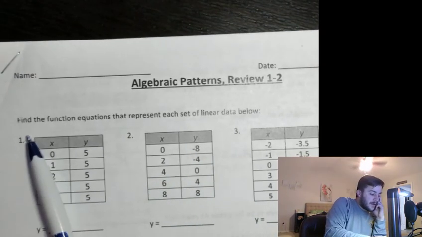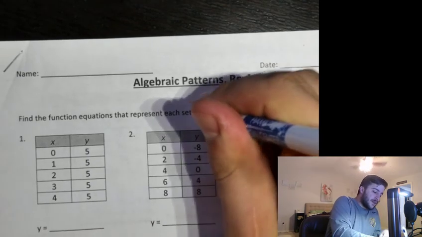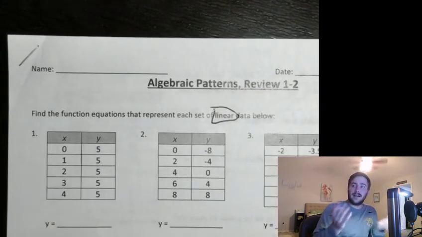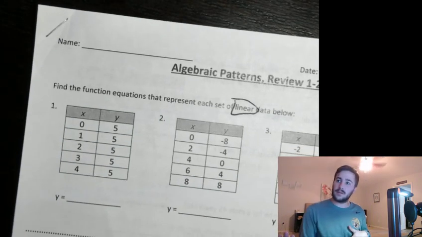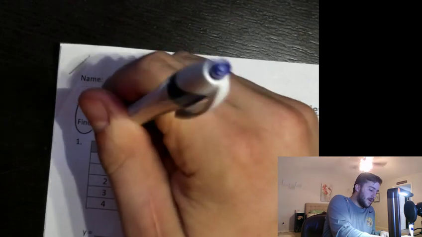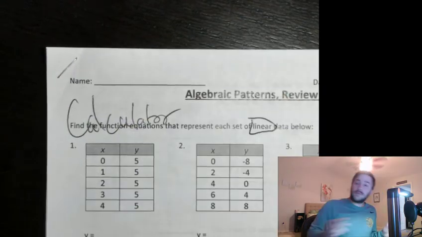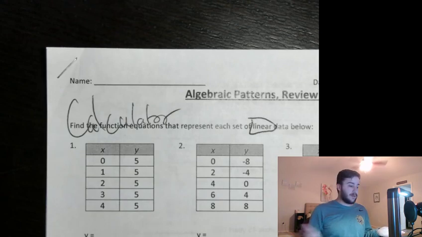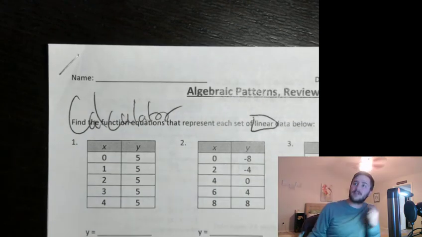Find the function equations that represent each set of linear data. Here's our key word: linear. It tells us they're all linear. We don't have to figure it out, we don't have to do first differences or anything like that. My biggest thing here: these are calculator problems. They're just giving us some tables. We know they're linear, so we know to use linreg, and we're good to go.